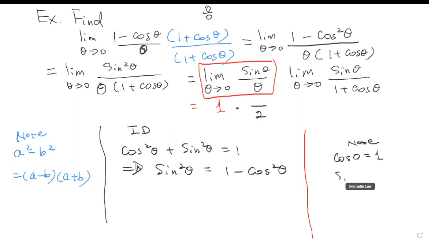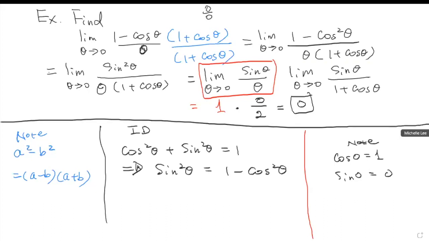Now, what's the sine of 0? 0. So, as long as the denominator is not 0, we are safe, okay? Then, what do you get? 1 times 0 over 2. 0. 0, okay. All right. So any questions about the lecture? So let me erase this one.